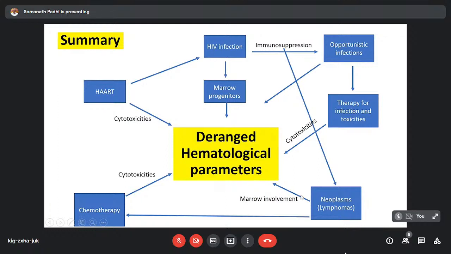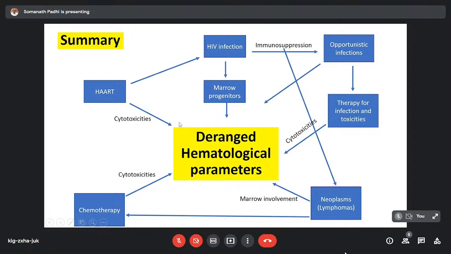Maybe another reason, for these neoplasms, the chemotherapy related cytotoxicity is a significant contributor to the development of this hematological derangement. Opportunistic infections are very common in patients with HIV, and they can directly produce infection of the marrow. Opportunistic infections of all sorts are a major cause of cytological abnormalities as well as morphological and numerical abnormalities of the peripheral blood. And the therapy that is given for these opportunistic infections, and its toxicity, also has to be kept in mind.